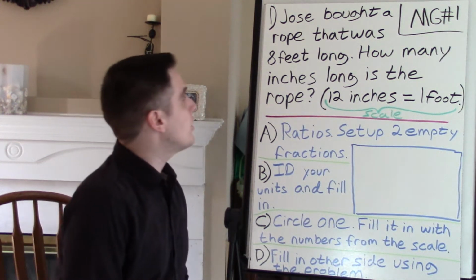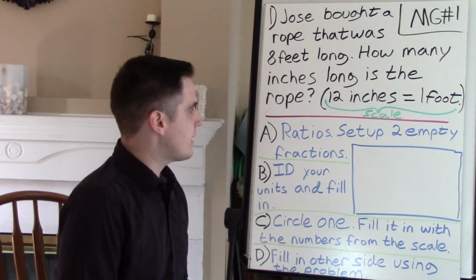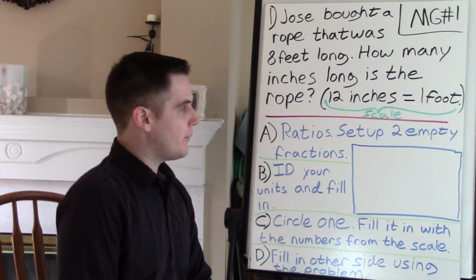So number 1, Jose bought a rope that was 8 feet long. How many inches long is this rope? In parentheses, 12 inches equals 1 foot.